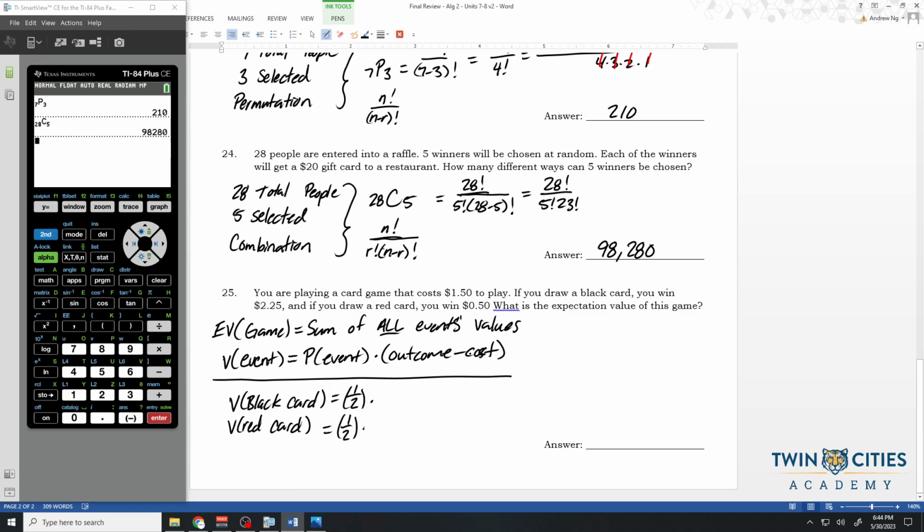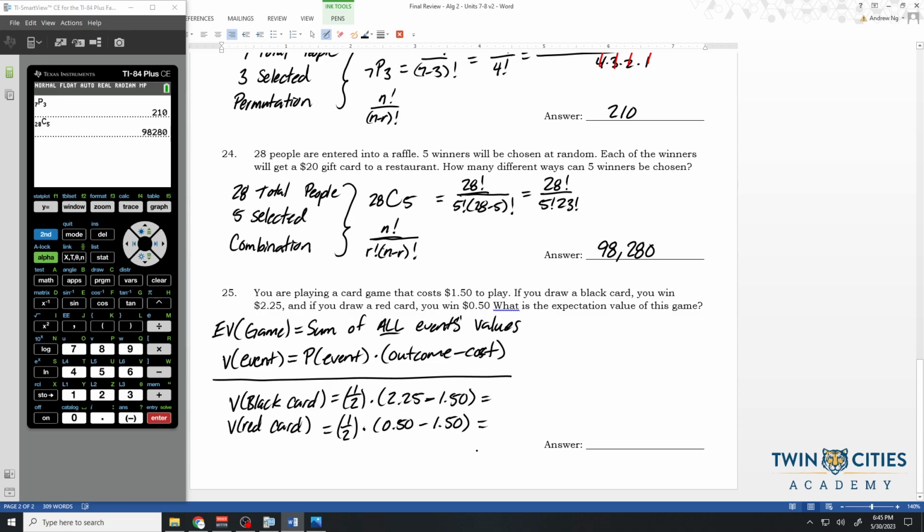Now, times outcome minus cost. If I get a black card, I win $2.25. So the outcome is $2.25 minus the cost to play is $1.50. Now, if I get a red card, the outcome, I win 50 cents. That's 0.50 minus, it still cost me $1.50 to play. So if I get a red card, I'm walking away with less money than I started with.